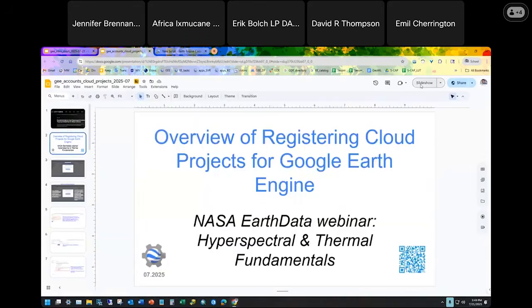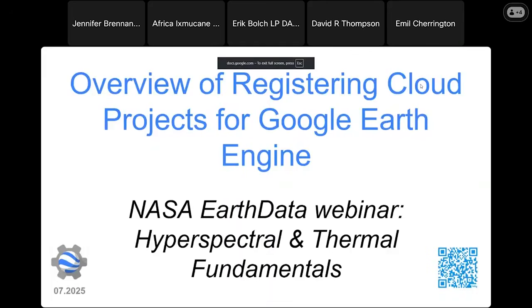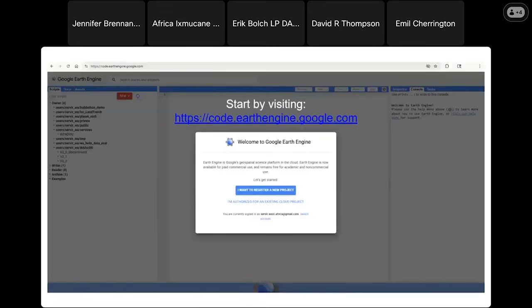I also just wanted to mention, for the benefit of people who have clicked on that code editor link and find that they have an issue getting into Earth Engine. Let's say you clicked on that link and you come up with a window that looks just like this. It says, "Welcome to Earth Engine." It gives you options of either registering a cloud project or saying you're already authorized for one.